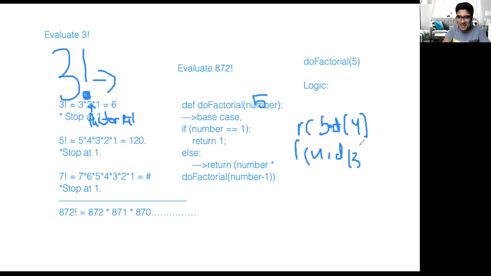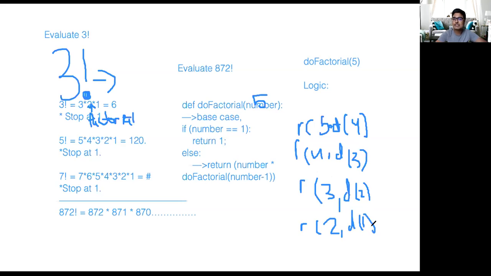Oh, it is pretty hard to draw on the Zoom whiteboard. And then it's going to call it again. So it's going to be 3, and then 1 less, do factorial of 2. And then it's going to call it one more time. It's going to be 2, but then the factorial of 1. Now, here is where our base case will come into play. Once we pass the number 1 as a parameter into our function, it'll meet the base case. So our function is going to return 1.